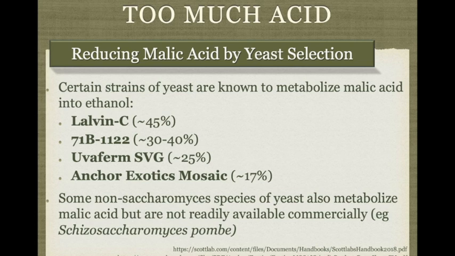There are some non-Saccharomyces species of yeast which can be used to metabolize malic acid, sometimes reducing it by as much as 80 to 90% or more. An example of this is Schizosaccharomyces pombe, but it's not available commercially. I've looked for a source and I really couldn't find it. I'm sure I could find it if I looked a little bit harder. But I've had good success using these yeasts in batches where I knew the malic acid level would be too high, just to decrease it slightly through fermentation.